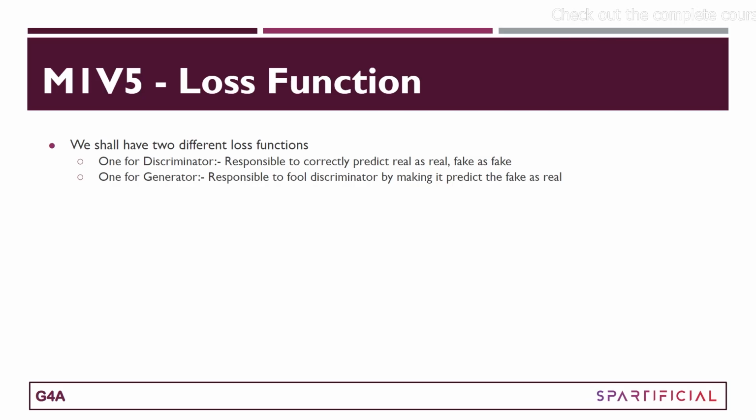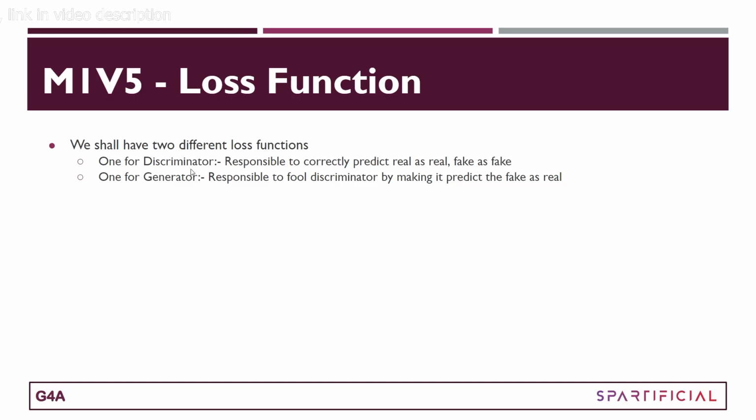So talking about the loss function or the cost function, because we have two different neural networks in our GAN, we are also going to have their respective loss functions. So because we have two models, we'll also have two loss functions, one for the discriminator and another for the generator.